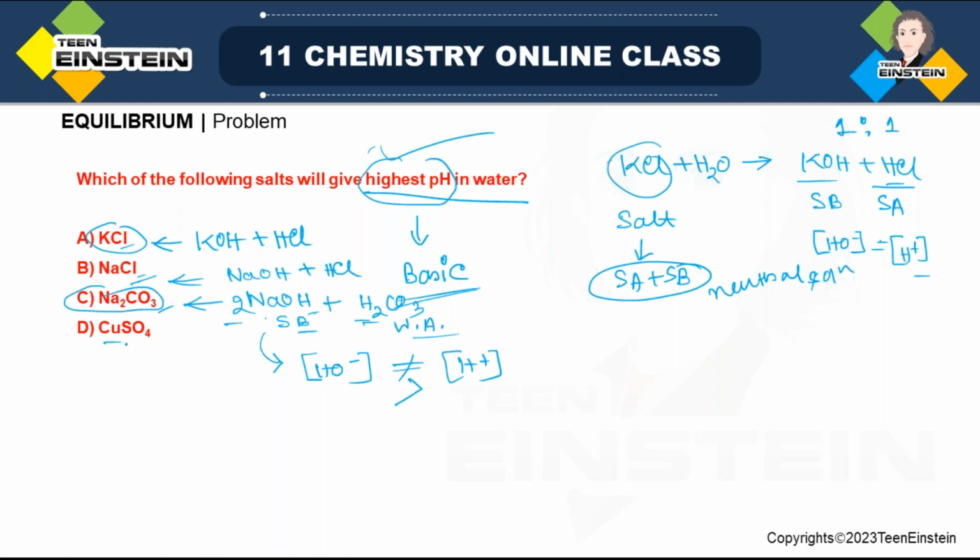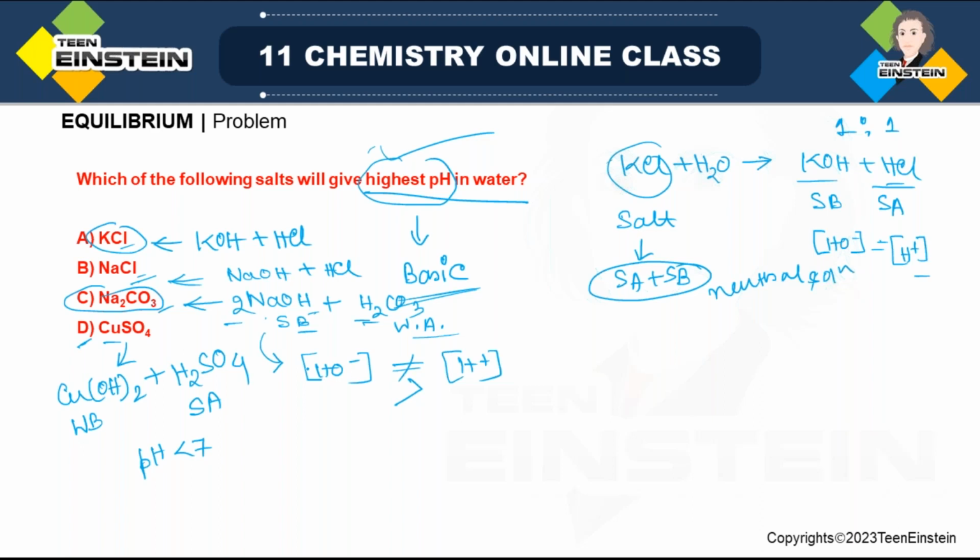What about the last one? If you consider CuSO4, the corresponding base is Cu(OH)2, which is basically a weak base, and the acid is H2SO4. This is a strong acid. So in this case, pH will be lesser than 7. So it will be towards the acidic side. It is not giving you the highest pH among these four. So option D will be lesser than 7.